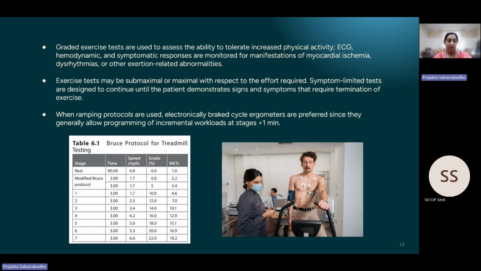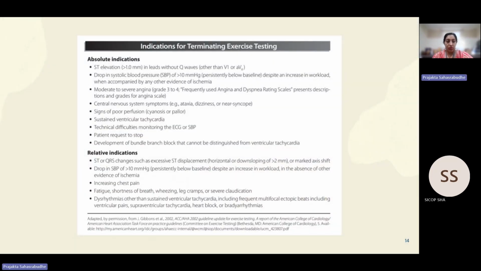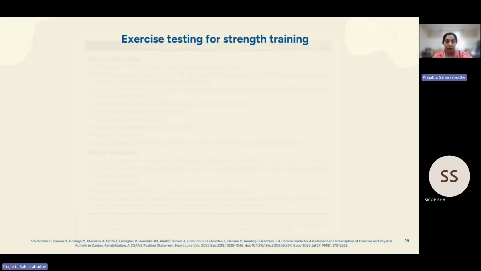So in this case, we can consider this to be a maximal effort by the patient. And at that given effort, when we are terminating the test, that is the actual HR max for the patient. This we are going to take in the Karvonen formula and calculate the intensity. Okay. This I have already spoken about, so I'm going to skip this slide. So this was about the endurance testing.